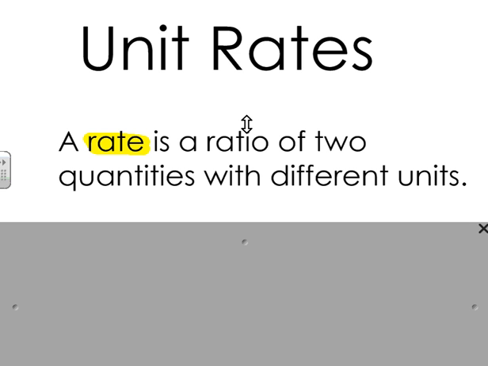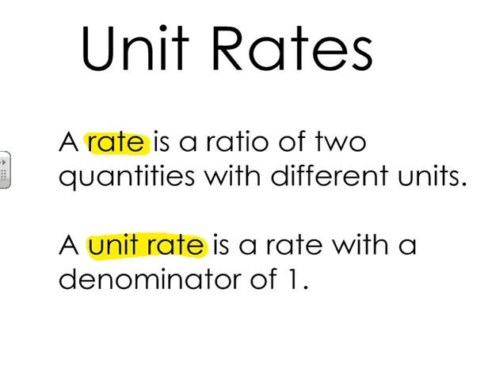So you might say something like, it snowed 8 inches in 12 hours, or he ran 8 laps in 25 minutes. Both of those would be rates with different units. A unit rate is a special type of rate that has a denominator of 1.